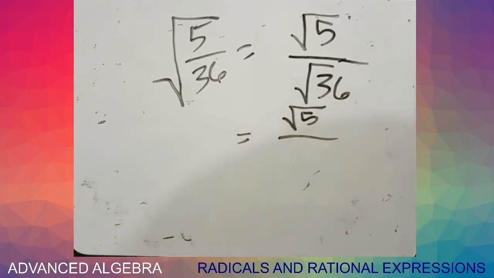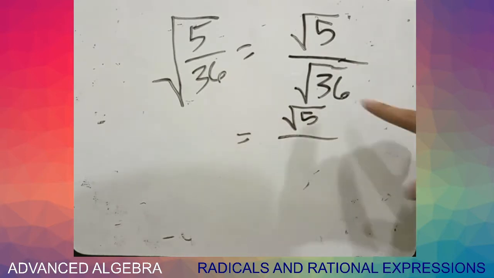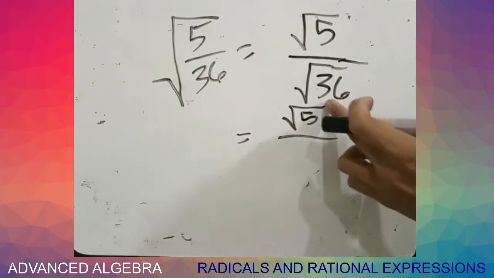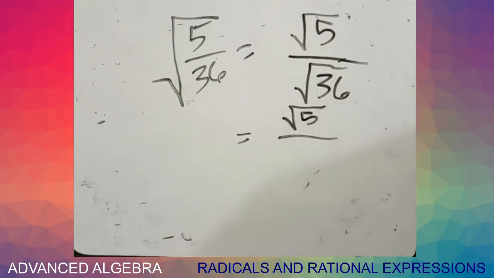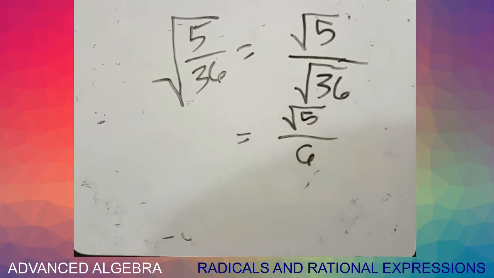Next. Si square root of 36 naman. Meron ba siyang perfect square root? Yes. Di ba, yung factor ni 36 ay 6 times 6. So, ang kanyang perfect square root ay 6. So, the answer is the square root of 5 over 6. Okay? Yun yan.